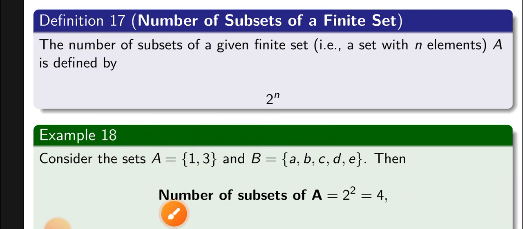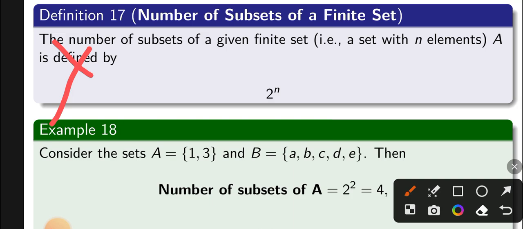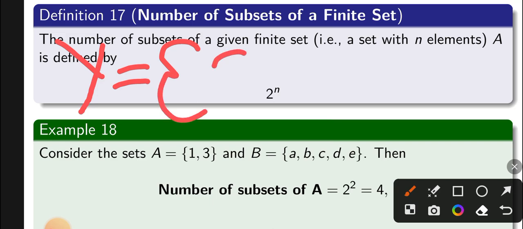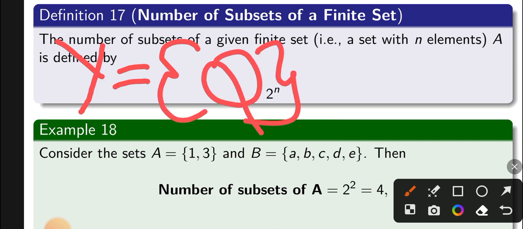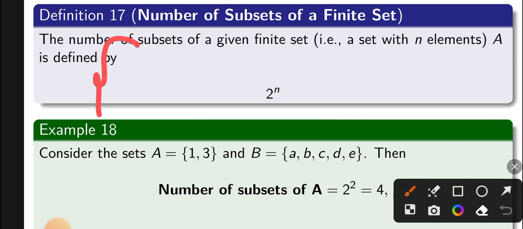Now, what if set y is an empty set, meaning there is nothing in set y? How many subsets does this have? We say 2 to the power n, so 2 to the power 0 is equal to 1 subset. And what is that one subset? That one subset is the empty set.